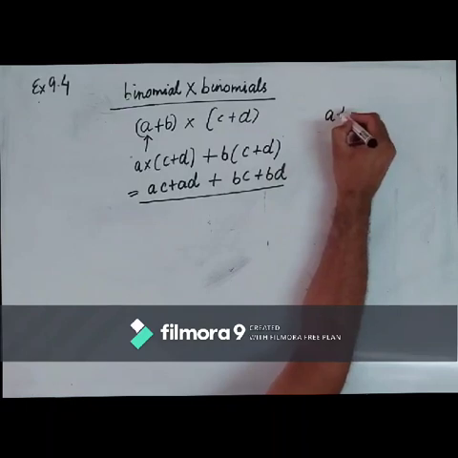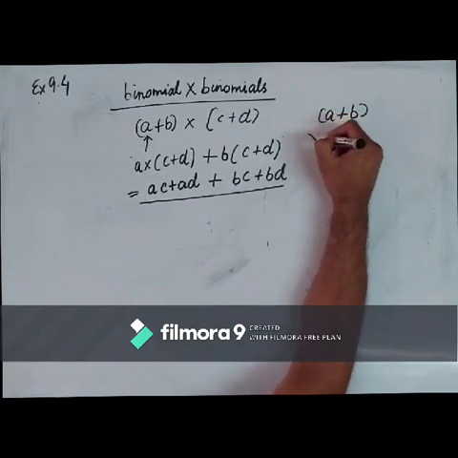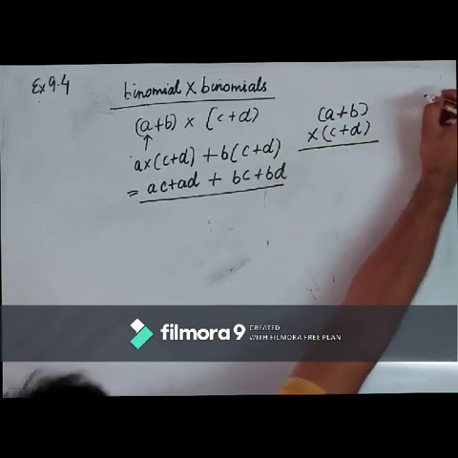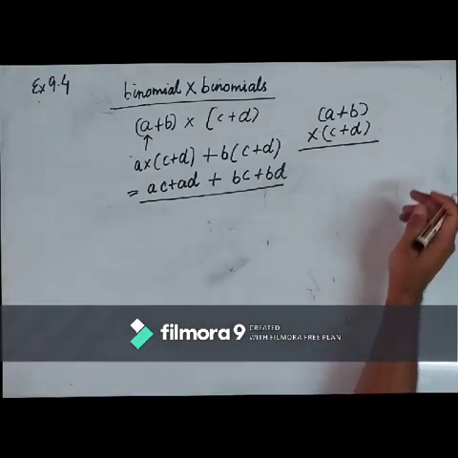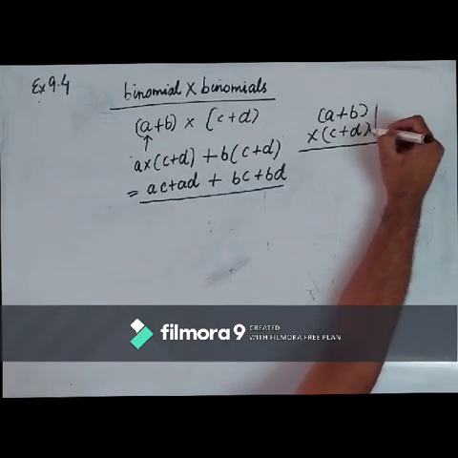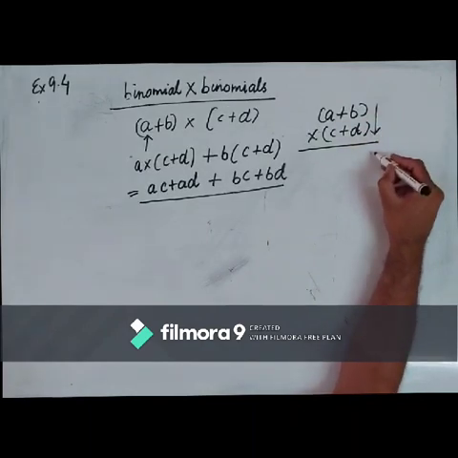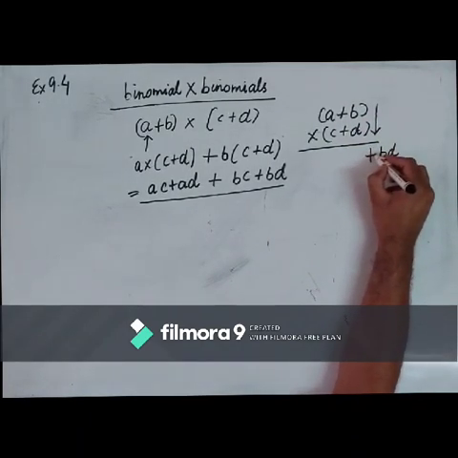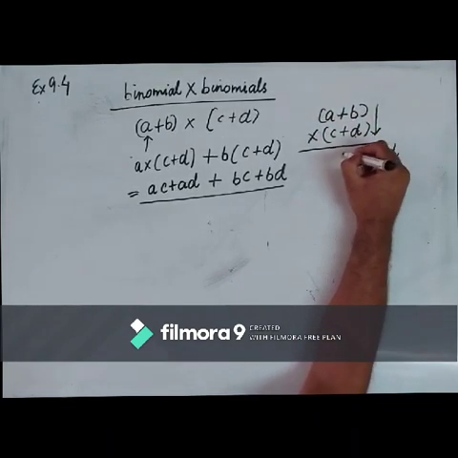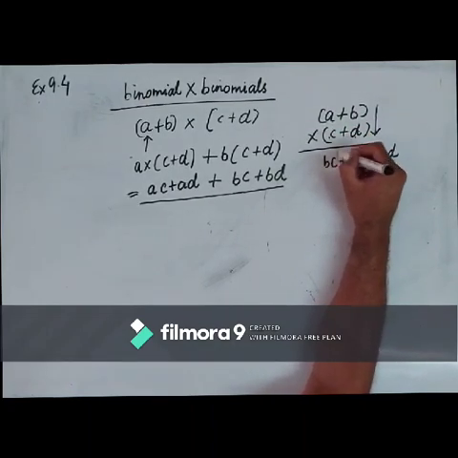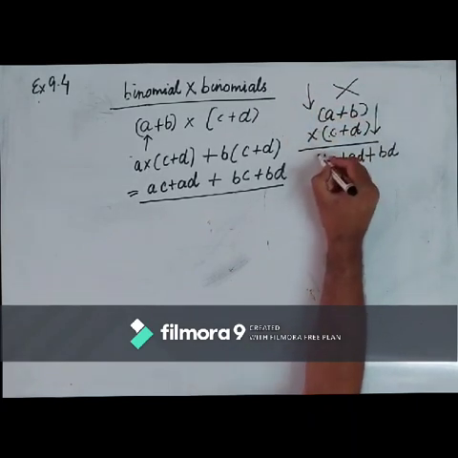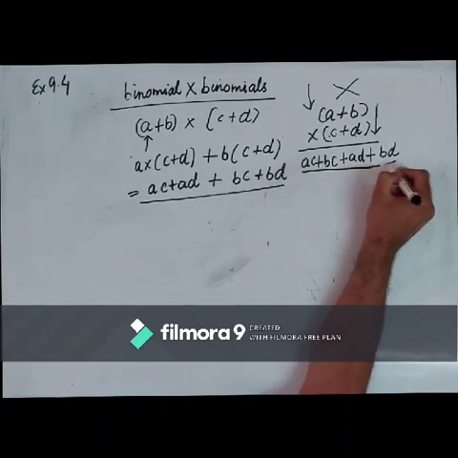Another method is a plus b, right below as c plus d, and then start multiplying it with the help of Vedic mathematics. You remember, first of all, downward multiplication, b into d, that is bd, put plus sign. Then cross multiplication and addition, so this is ad plus bc, and this is called cross multiplication. And then downward multiplication again, a into c, that is plus sign ac. So this is another method.